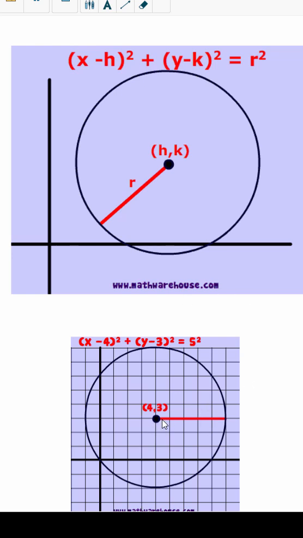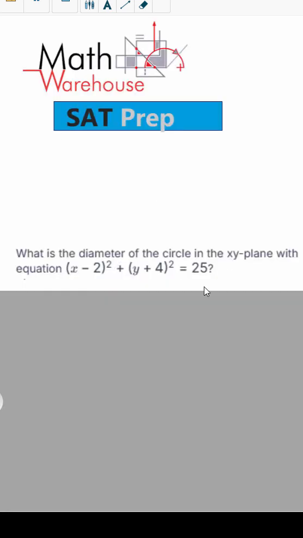As you can see, the radius in this picture is 5. The question we're going to look at has a diameter that we have to find. If the radius is 5, the diameter is going to be 10, or twice the radius. So from this equation we can get the radius, and once we have the radius, we can always multiply it by 2 to get the diameter. And that's exactly what we're going to do in this equation here.